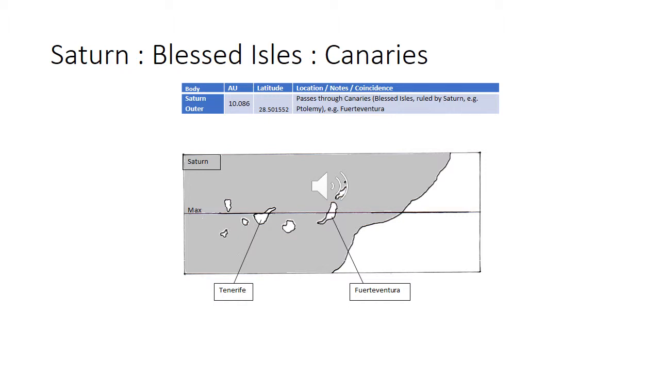We can see here in the diagram we've got the maximum, in other words the outer orbit distance going through. You can see going through Tenerife and going through the middle of the Canary Islands there. So that's the first latitude coincidence we're looking at here.